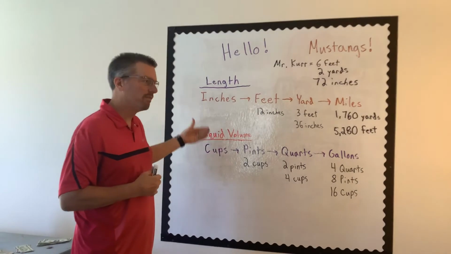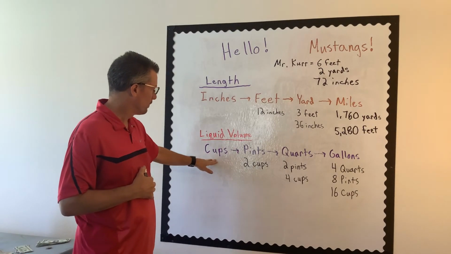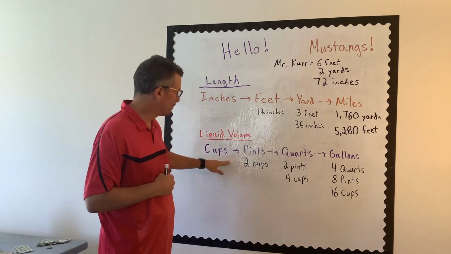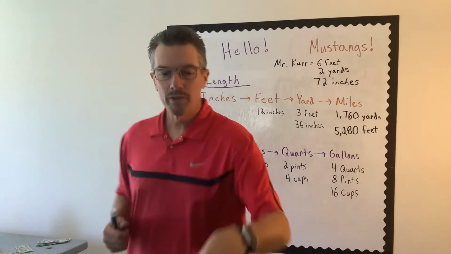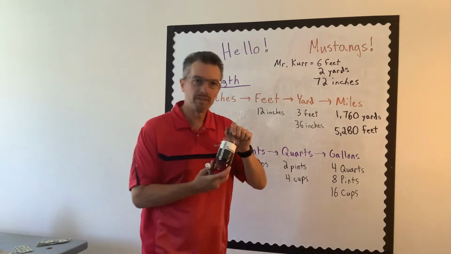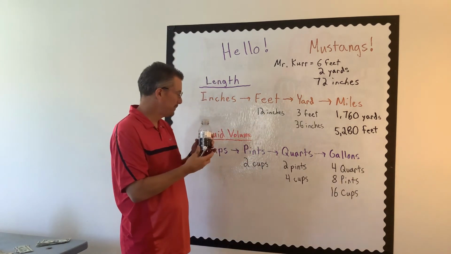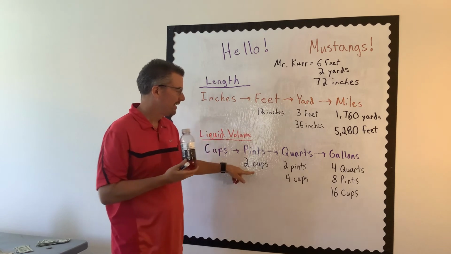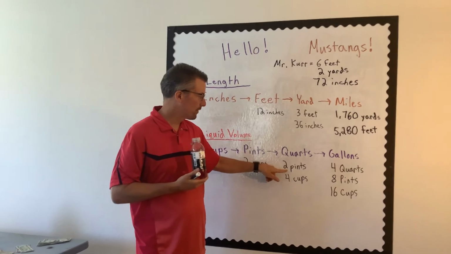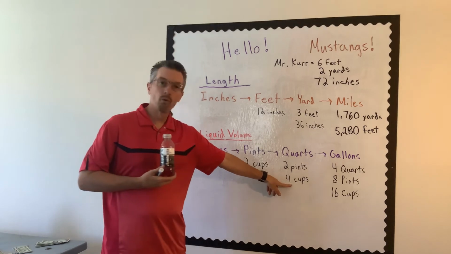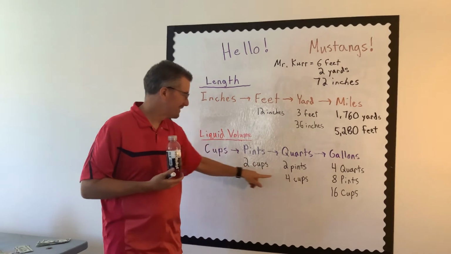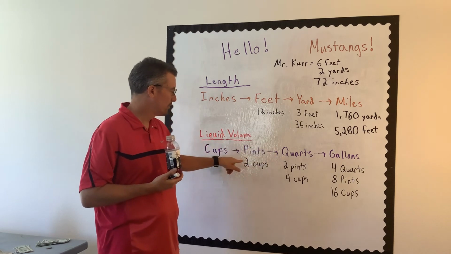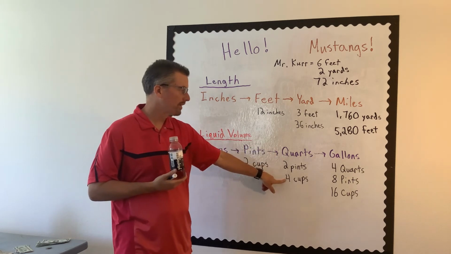Let's look at our liquid volume. For liquid volume, we have cups as our smallest. There are 2 cups in 1 pint. So in my vitamin water that I had, this is 2 cups. I told you this was 1 pint. It is 2 cups. In a quart, there are 2 pints and also 4 cups. Remember, since 2 pints are in a quart, 2 times 2 gives us 4 cups.